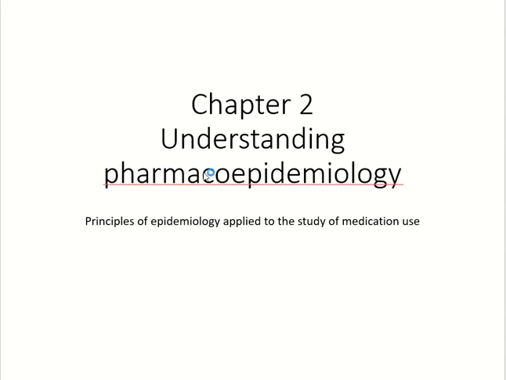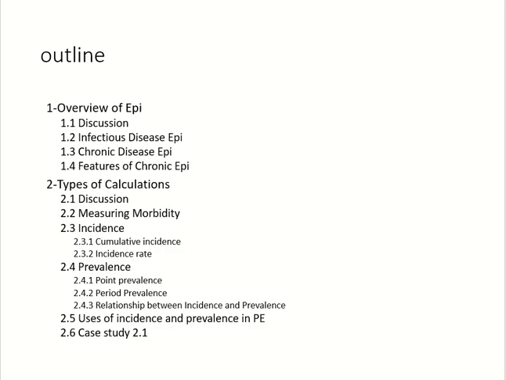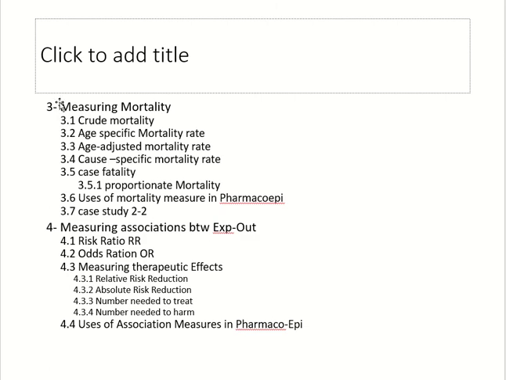Hello, this is the second chapter in our book. The book that we've been using in this course is Understanding Pharmacoepidemiology, and chapter 2 is titled Principles of Epidemiology Applied to the Study of Medication Use. The outline of this chapter is: number 1, an overview of epidemiology, then types of calculation. Then we move into number 3, which is measuring mortality.